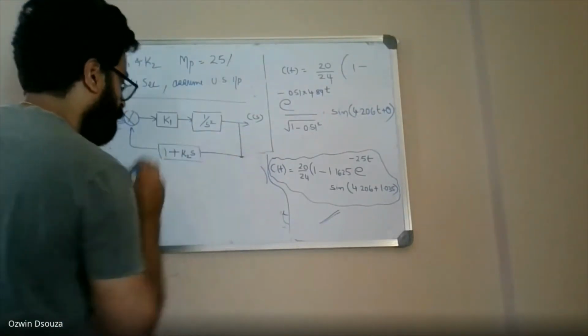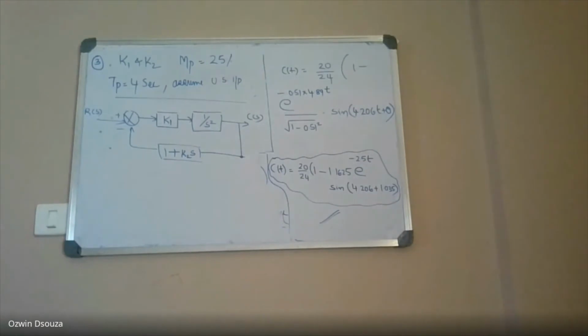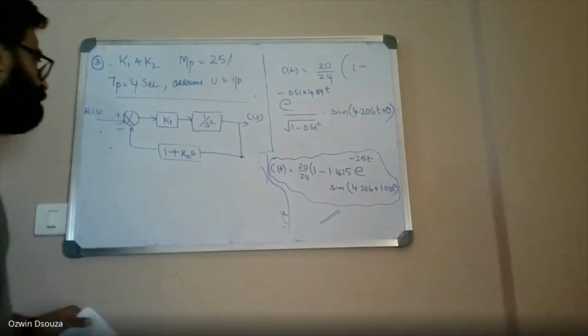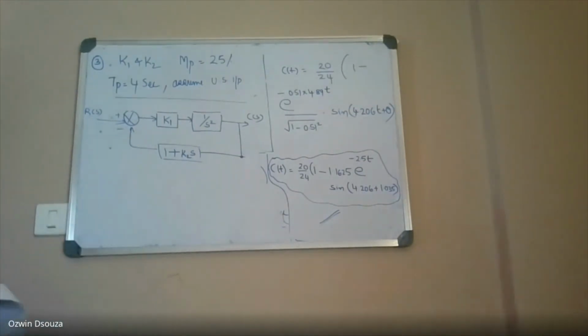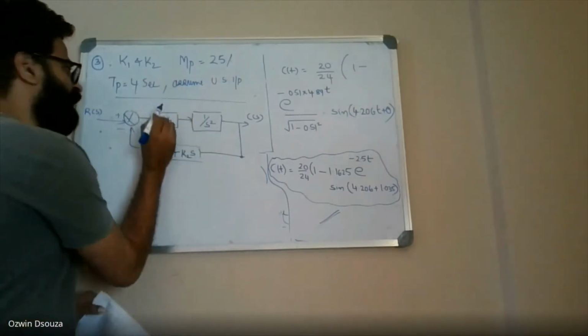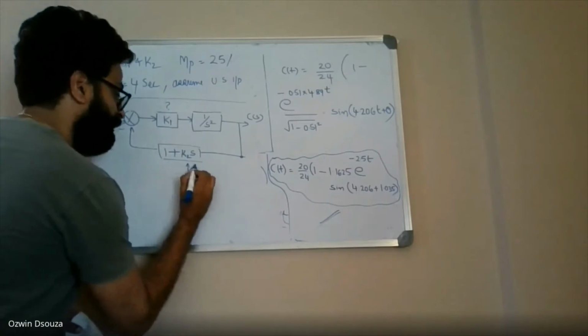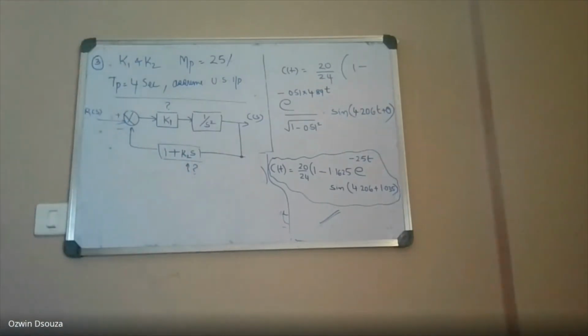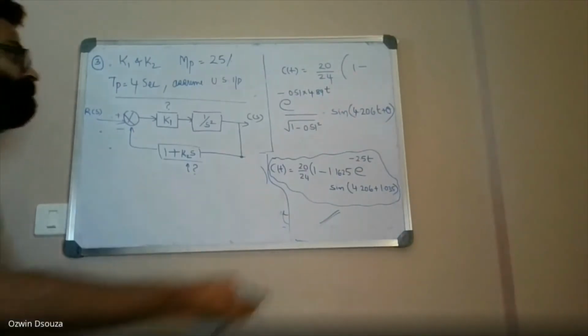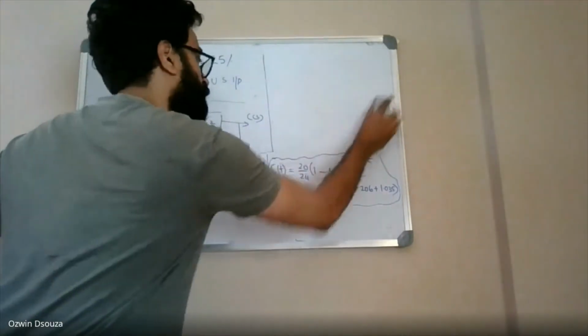All right, so this is your system, and you're supposed to find the value of K1 and the value of K2. That is what you're supposed to find. So try solving this problem.